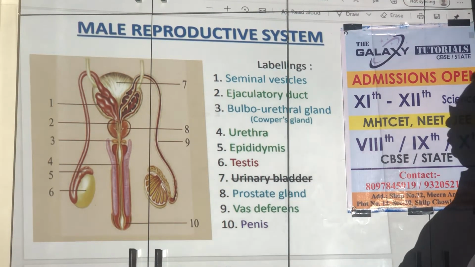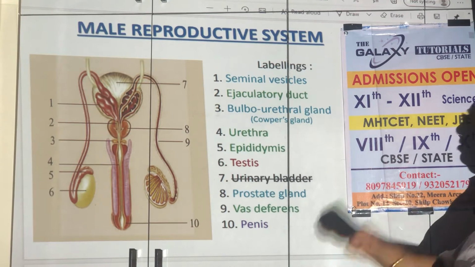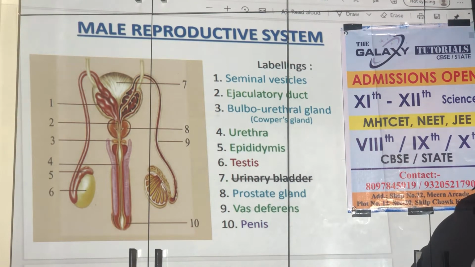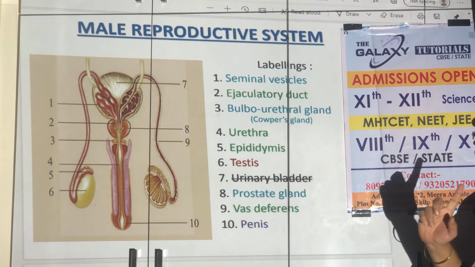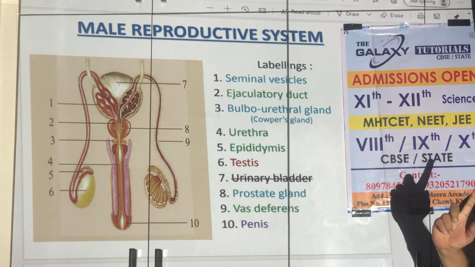Male reproductive system. Please note that I cancelled number 7. I could have just blended and made it 8-7. Do not label the urinary bladder as part of the male reproductive system.